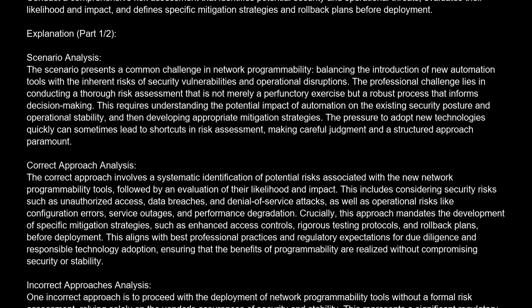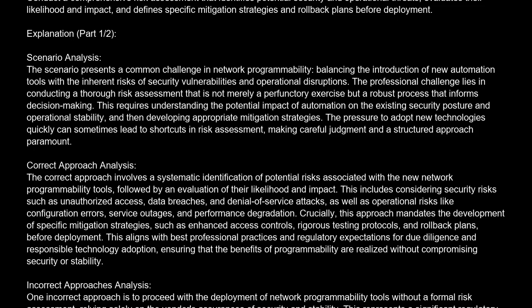Crucially, this approach mandates the development of specific mitigation strategies, such as enhanced access controls, rigorous testing protocols, and rollback plans, before deployment. This aligns with best professional practices and regulatory expectations for due diligence and responsible technology adoption, ensuring that the benefits of programmability are realized without compromising security or stability.